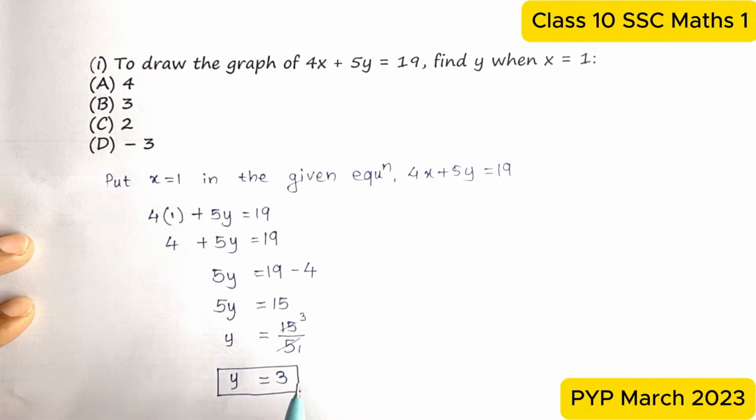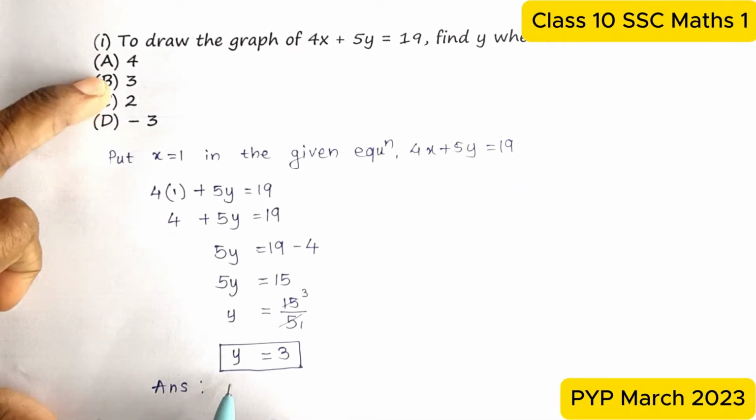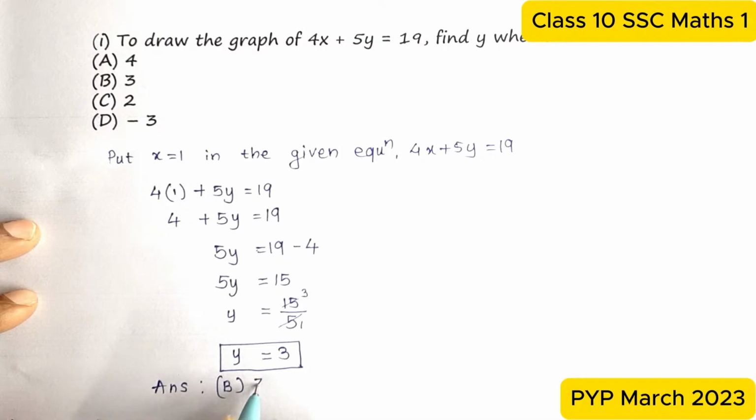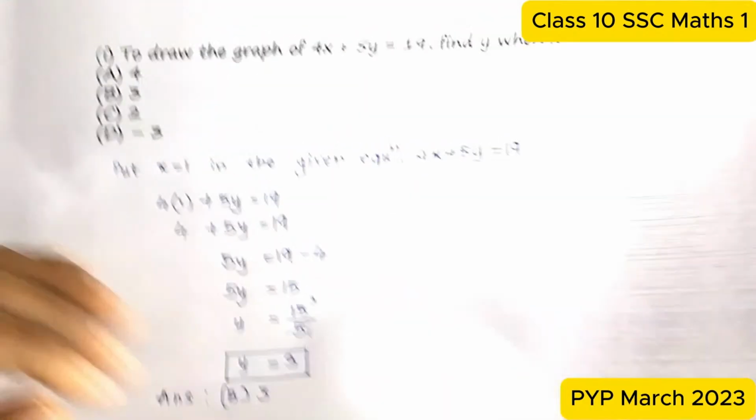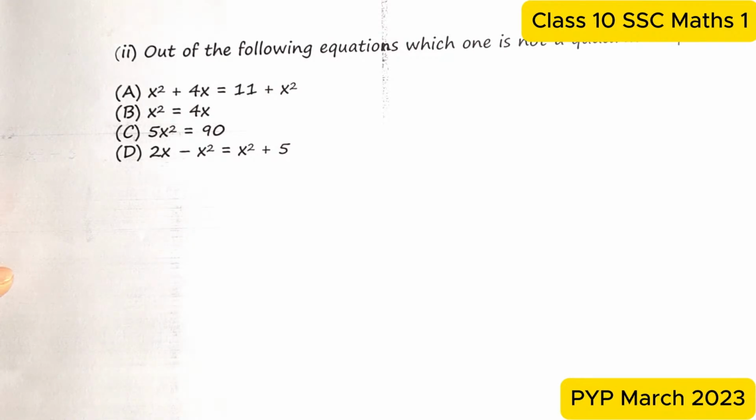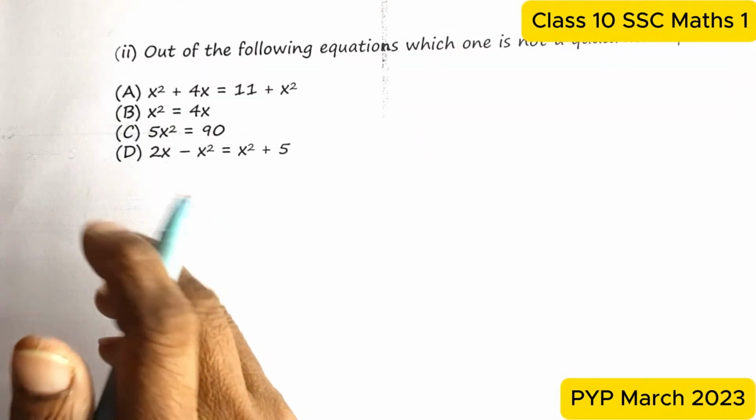Okay students, here the correct option is B. So our answer is B, 3. Okay students, very easy example. Then the next example, the second one.